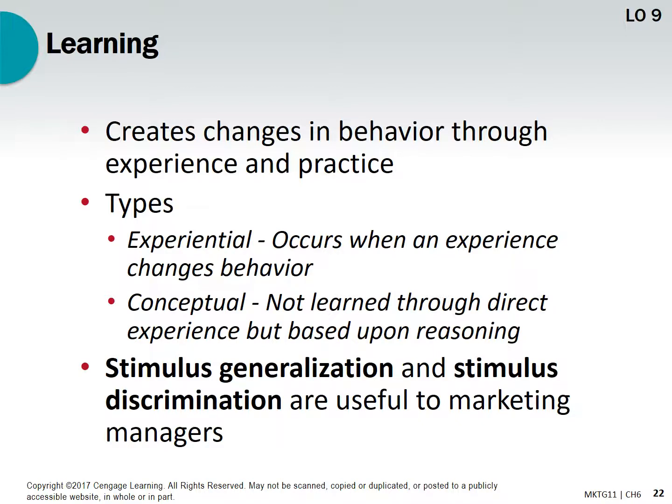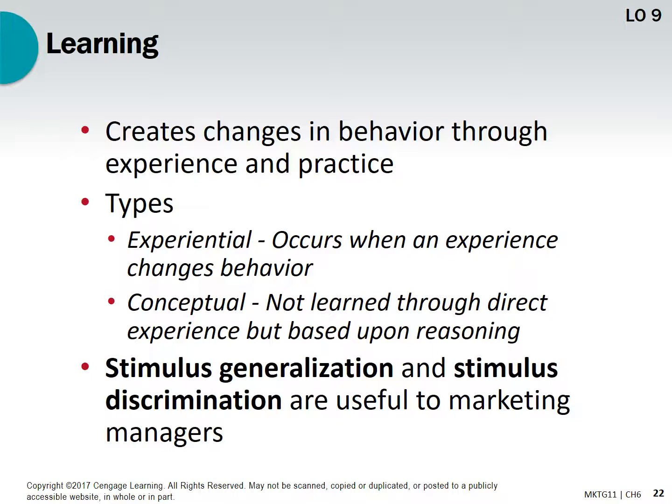Stimulus generalization occurs when one response is extended to a second stimulus similar to the first. Marketers often use a successful, well-known brand name for a family of products because it gives consumers familiarity and knowledge about each product in the family.